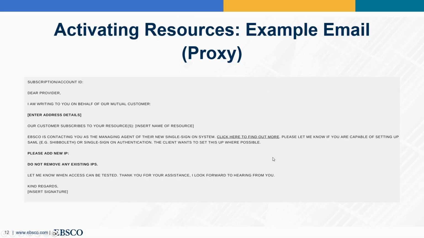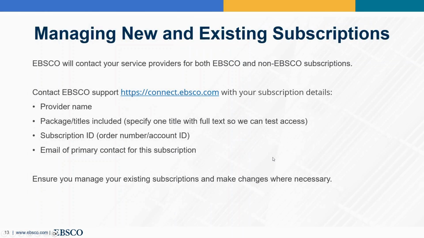Now, if you would like EBSCO to contact service providers on your behalf, you can go to Connect and raise a support case with the following information. We need your provider name, packages or titles included, and we would need at least one title with full text so that we can test if it's working once it's been activated. We would also need your subscription ID and the email address of the primary contact.